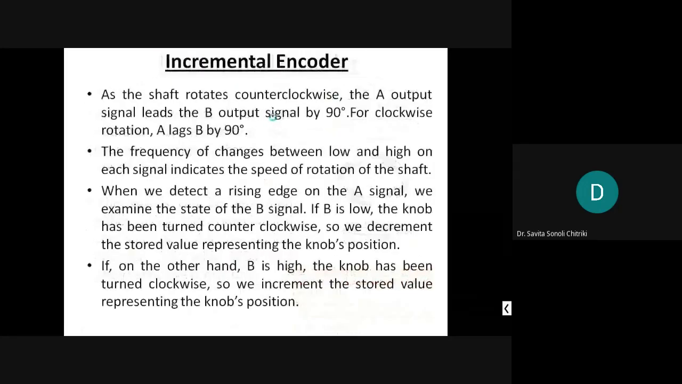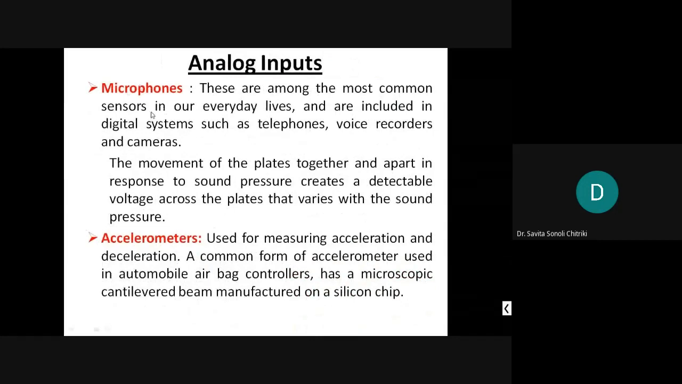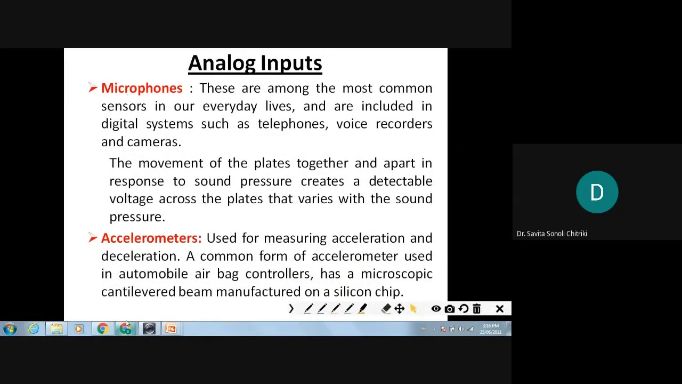Keypads, knobs and position encoders over. The next, analog inputs. So first one is microphones. These are among the most common sensors in our everyday lives and are included in digital systems such as telephones, voice recorders, and cameras. The movement of the plates together and apart in response to sound pressure creates a detectable voltage across the plates that varies with the sound pressure. Right. So that is how the microphone works internally.